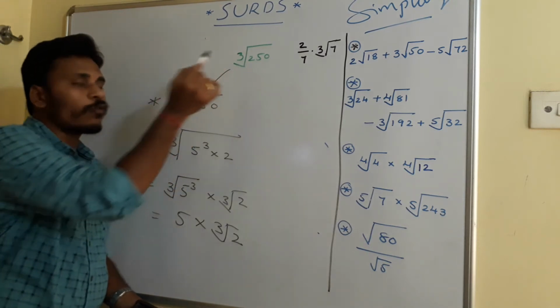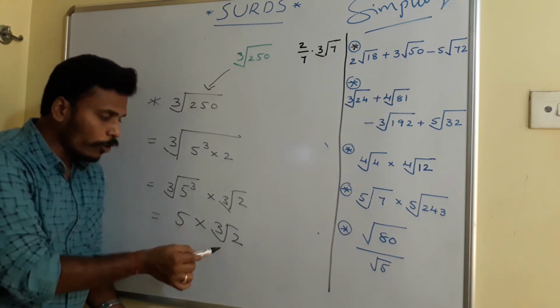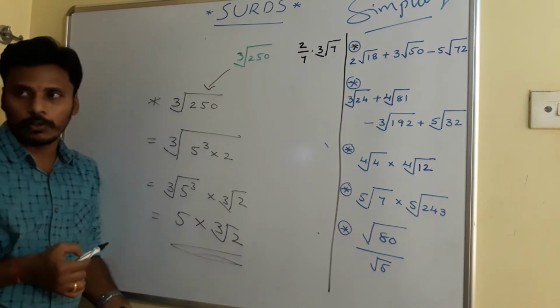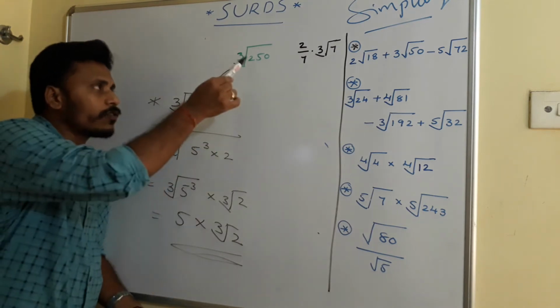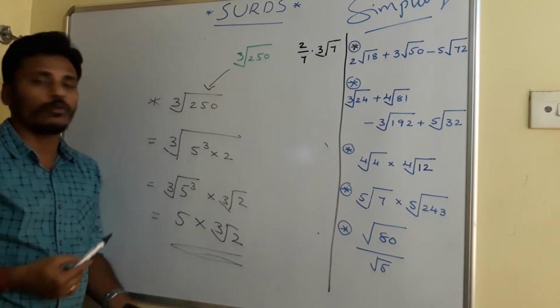So this cube root of 250 is in pure surd format, and this 5 into cube root of 2 is in mixed surd form, and we call it the simplified value also. They may ask you to convert this value into mixed surd. So that conversion is this one, 5 into cube root of 2.